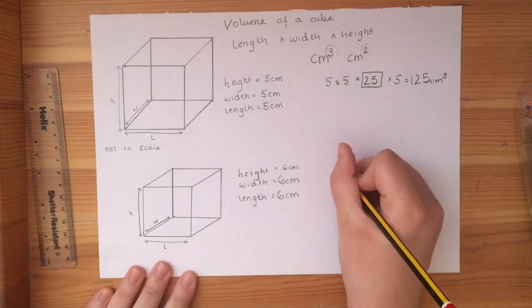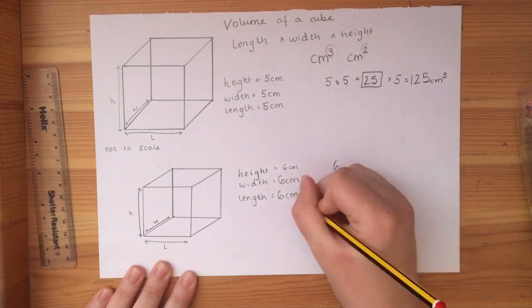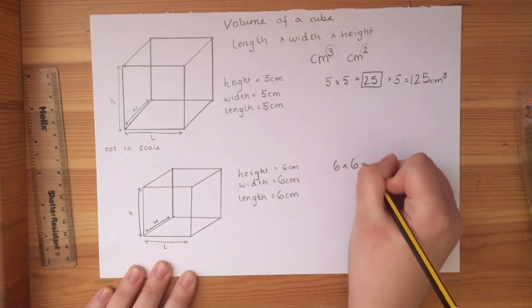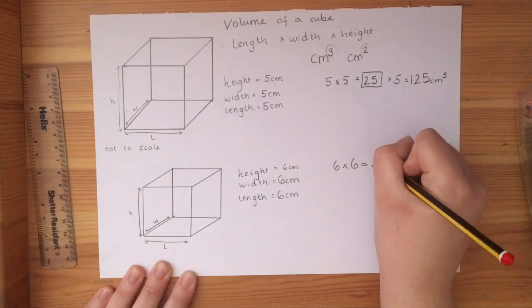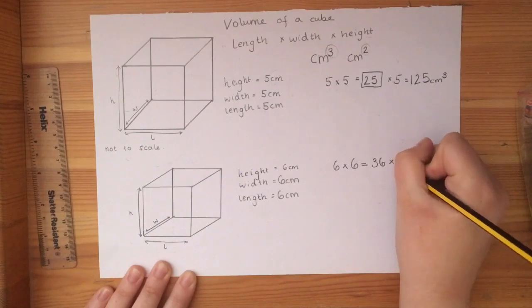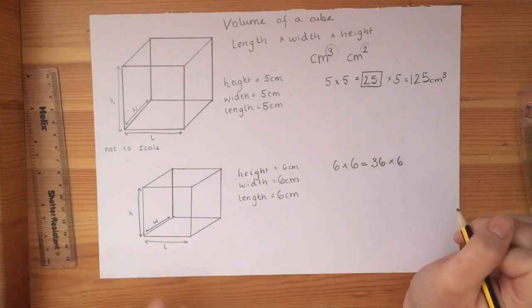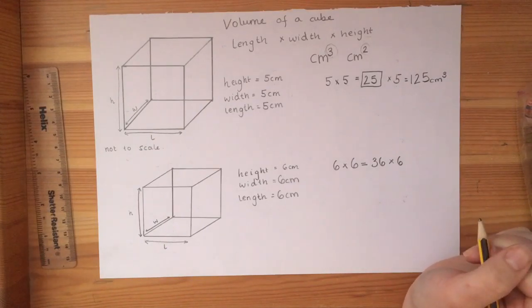So I do my length times my width. So length is 6, times it by the width is 6 again. So we should all know 6 sixes are 36. Now, here comes the tricky part. We've got to do 36 times 6. So I'm going to let you pause the video here and work it out, and then we'll come back with the answer.